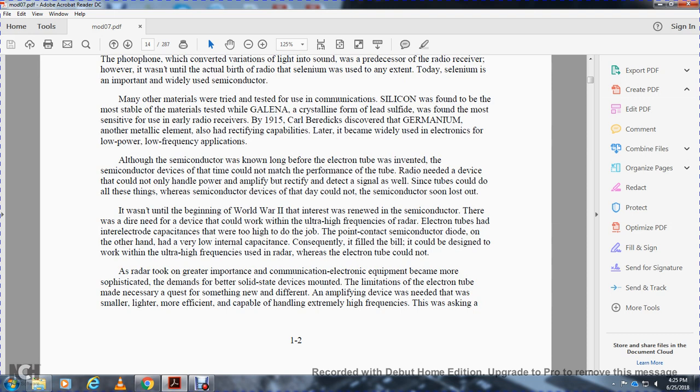Radio needed a device that could not only handle power but also amplify, rectify, and detect the signal as well. Since tubes could do all these things and semiconductor devices of the day could not, the semiconductors soon lost out.